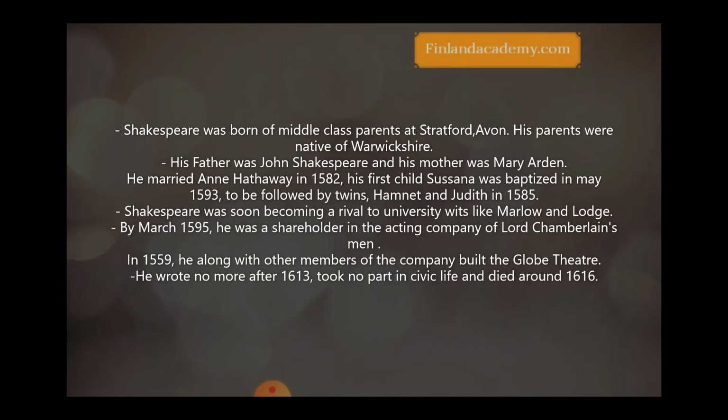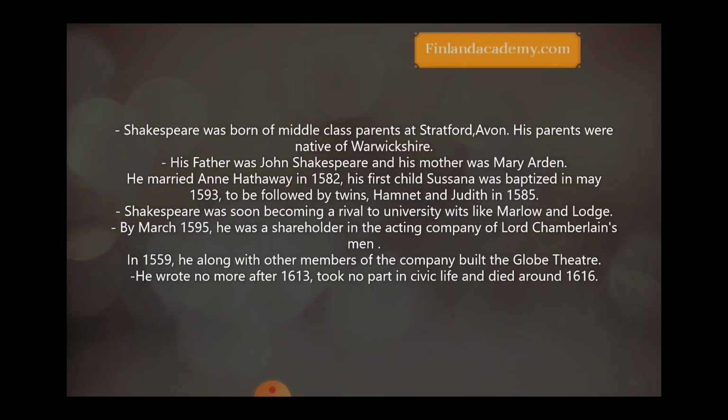And then we see that he married in 1582. He married Anne Hathaway. His first child was called Susanna, who was baptized in May 1583, to be followed in February 1585 by twins Hamnet and Judith. So that's a bit about Shakespeare's family life.